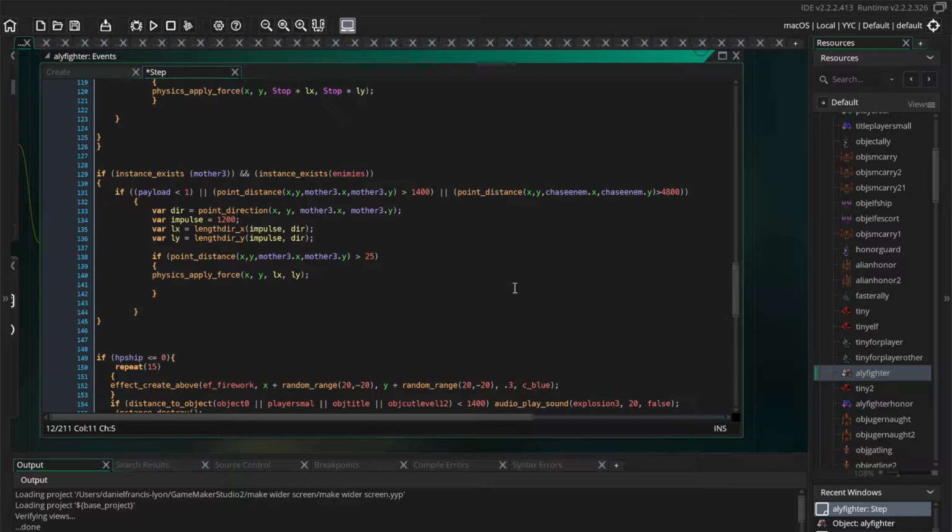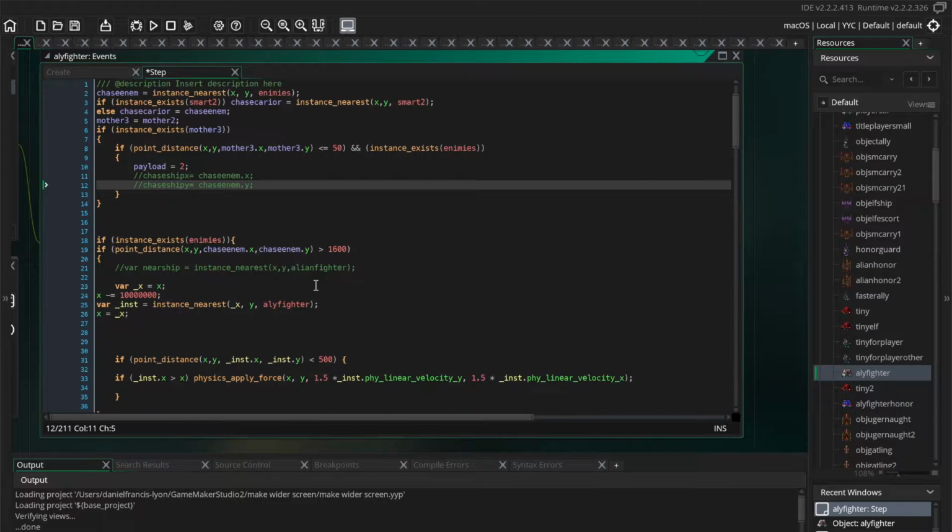And I just added this if variable. Basically, if it's within 25 of the mothership, it stops going towards the mothership. But if it's greater than 25 from the mothership, it's going towards the mothership. And don't forget, up here, if it gets within 50 of the mothership, it reloads.